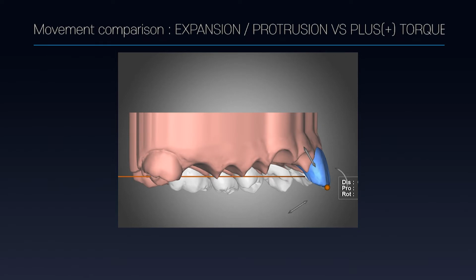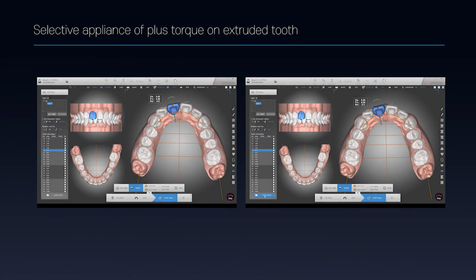Both expansion and plus torque cause the protrusion of the gingiva. In the case of expansion, the shape of the gingiva is greatly changed because the tooth moves bodily. In the case of torque, the shape of the gingiva is little changed because it is rotational movement. This allows for a more complete setup.